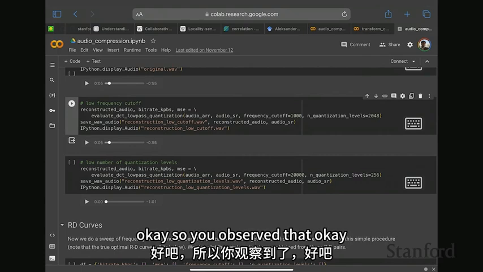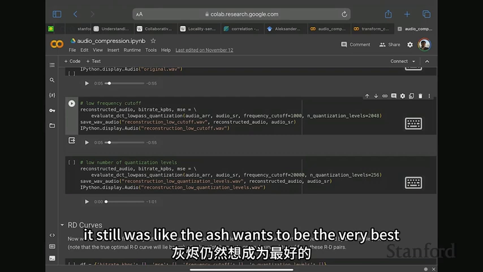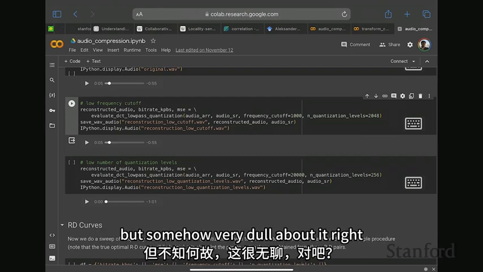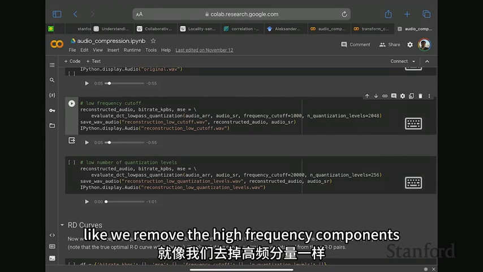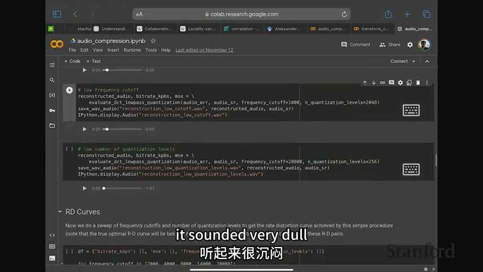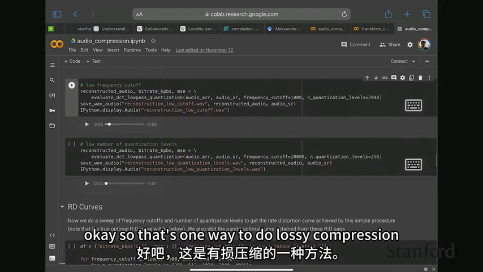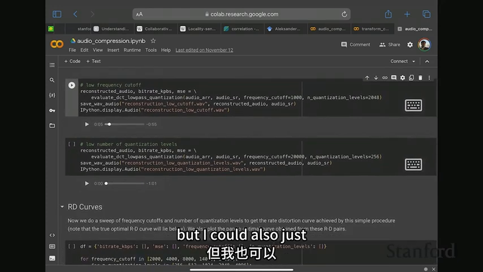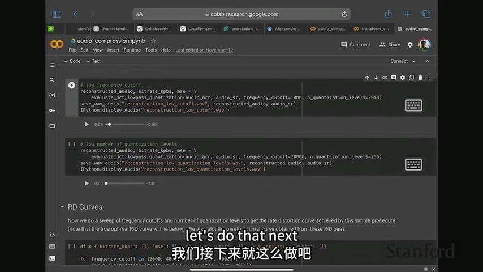Okay, so you observe that it still was like Ash wants to be the very best, but was somehow very dull about it, right? Like we removed the high frequency components, it sounded very dull. Okay, so that's one way to do lossy compression. But I could also just reduce the number of quantization levels, keep all the frequencies. Let's do that next.